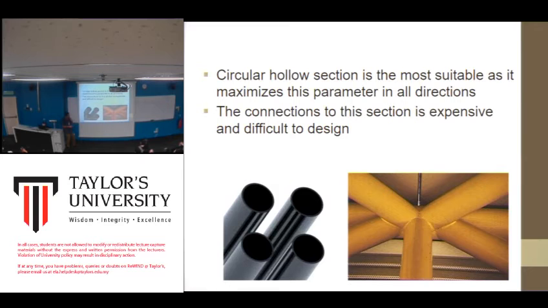You need to cut at a certain shape, right? So it's not as simple as cutting like this and then you connect. It doesn't work that way. So you need to cut maybe a bit curvy at certain parts, things like that. So it's actually quite expensive to make that, to cut in that shape. So it's very difficult to design, and the connection is expensive.